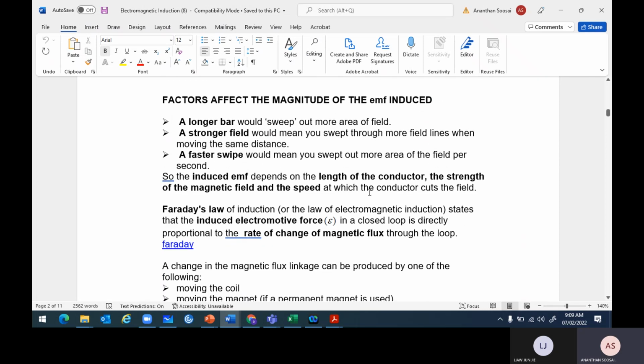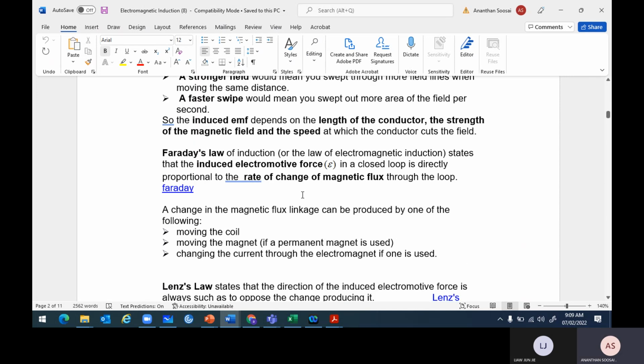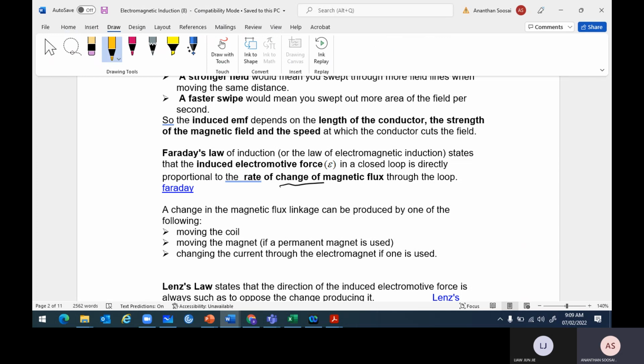Then we talk about Faraday's law. What does Faraday's law say? How do you get great EMF? The EMF induced is directly proportional to the rate of change of magnetic flux linkage.